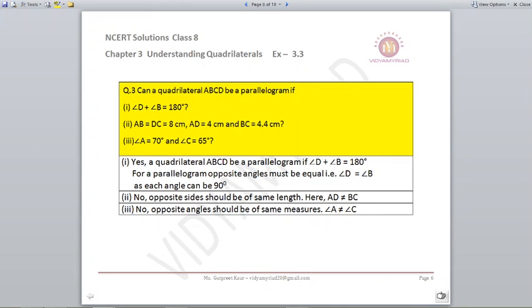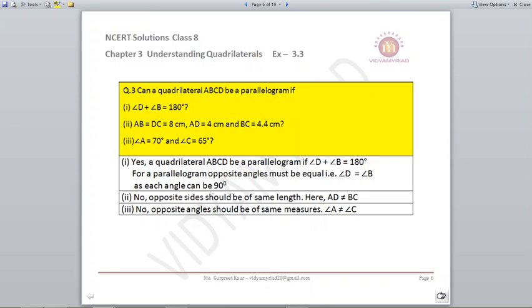Can a quadrilateral ABCD be a parallelogram if angle D plus angle B is equal to 180 degrees? Yes. Angle D and B are forming opposite angles, and we know that opposite angles in a parallelogram are equal. So if angle D and B are 90 degrees each, their sum is 180. So angle D plus angle B can be equal to 180 degrees.